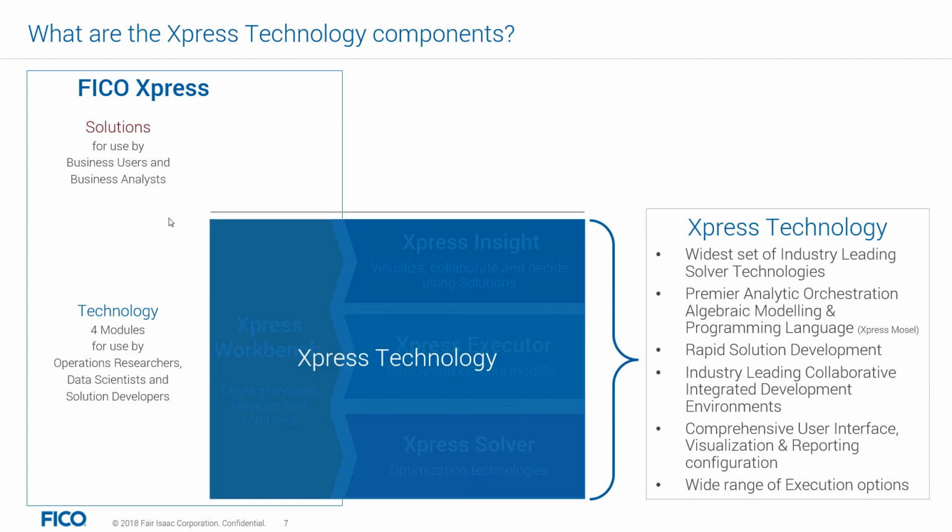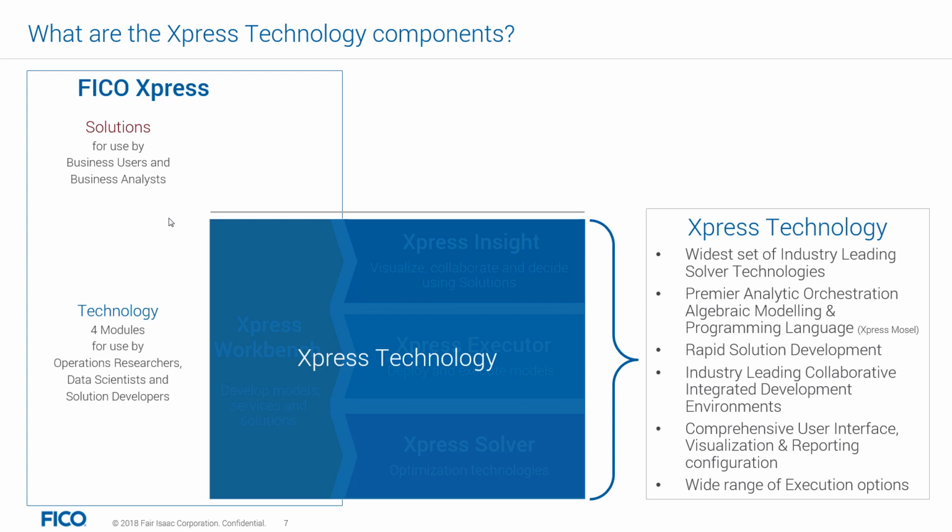How about Xpress Technology? FICO Xpress has the widest set of industry-leading solver technologies. It includes Xpress Moselle, the premier analytic orchestration, optimization modeling, and programming language. It also provides rapid solution development. FICO Xpress has industry-leading collaborative integrated development environments. It comes with a comprehensive user interface as well as visualization and reporting configuration options. FICO Xpress also has a wide range of execution options.